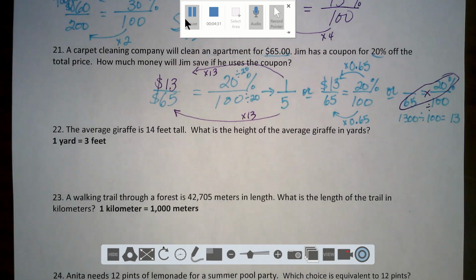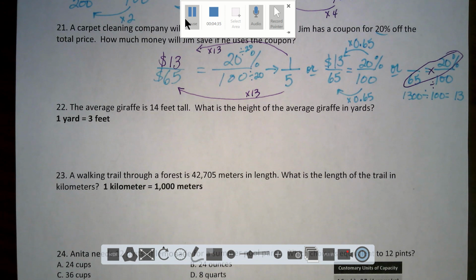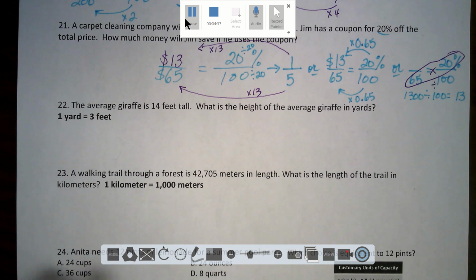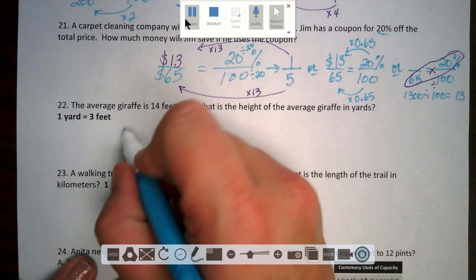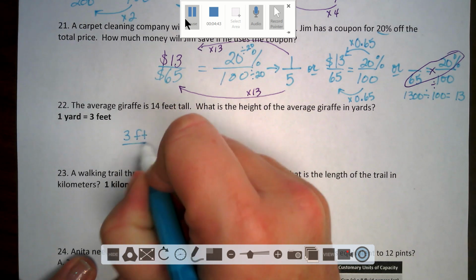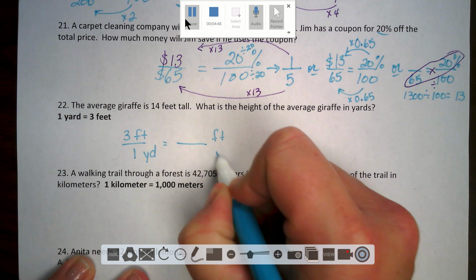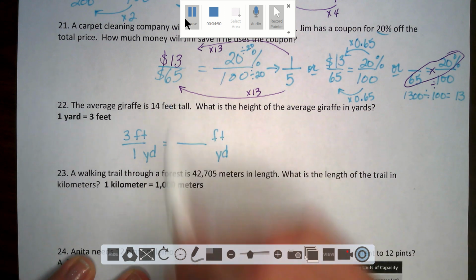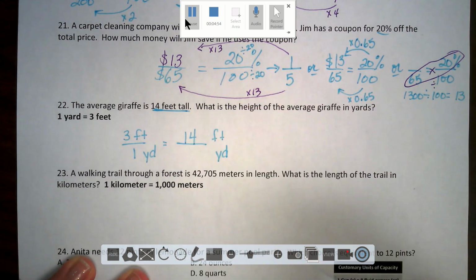Number 22, the average giraffe is 14 feet tall. What is the height of the average giraffe in yards? So this is one of our conversions. I'm going to go ahead and put my conversion. I have 3 feet to 1 yard, which means I need to keep my feet and my yards organized. I know that this average giraffe height is 14 feet tall. So I'm going to put that right there.